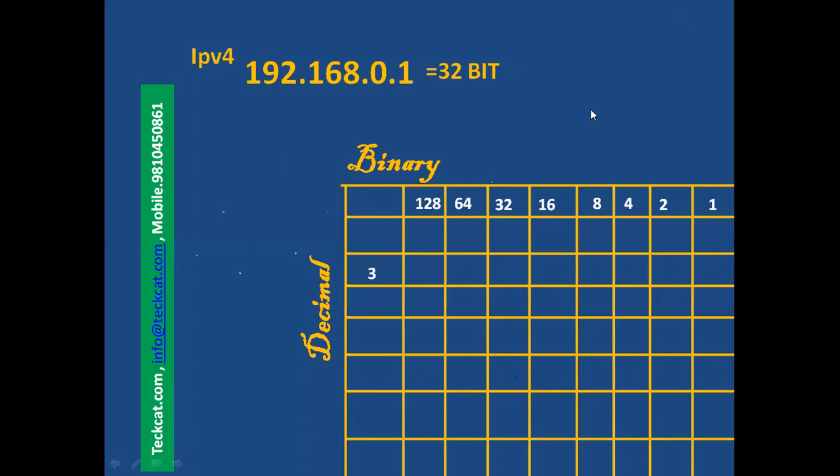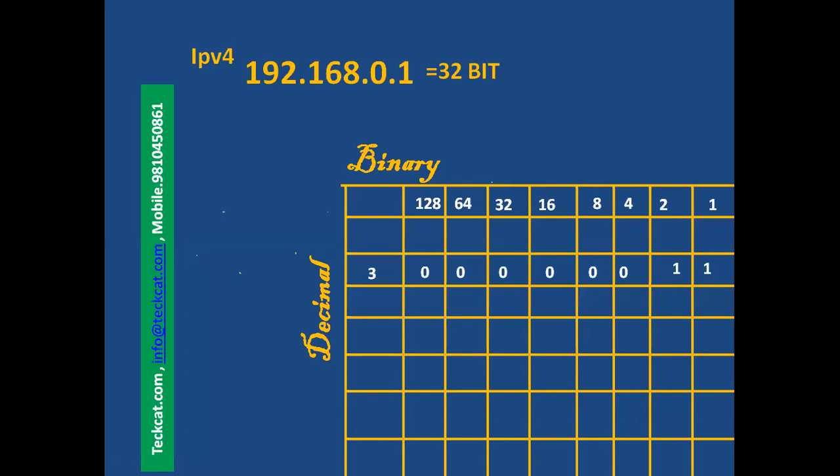See, have you seen the numbers here? 1, 2, 4, 8, 16, 32, 64, 128. So when you add 2 plus 1, that becomes 3. Understand? When you add 2 plus 1, that becomes 3. So the binary of 3 is 0, 0, 0, 0, 0, 0, 1, 1, where 2 plus 1 is 3.